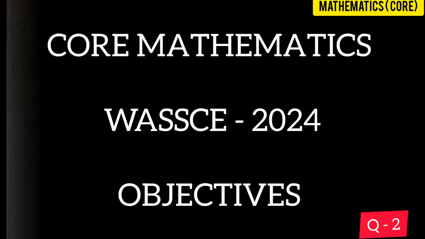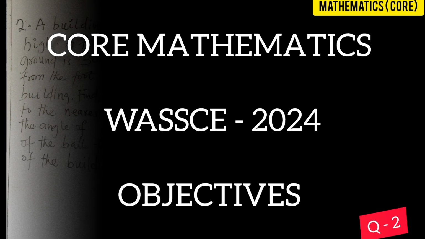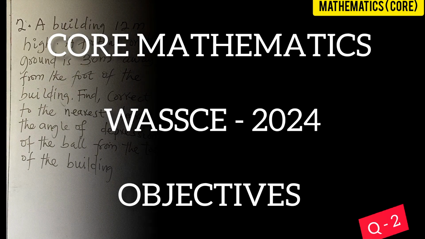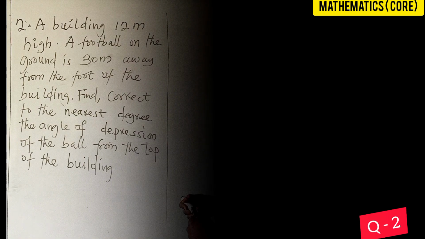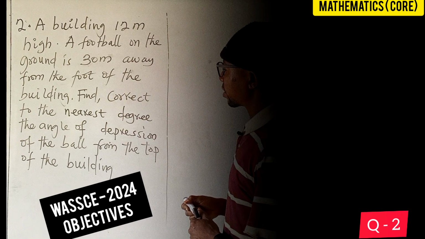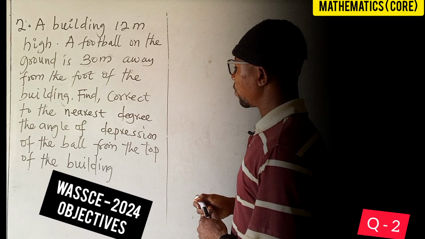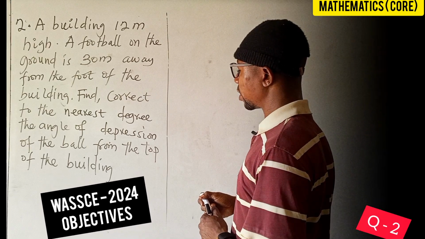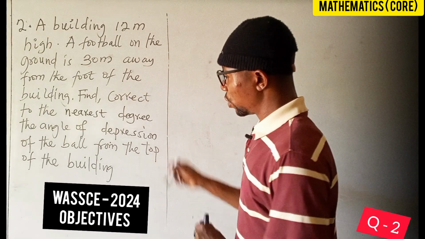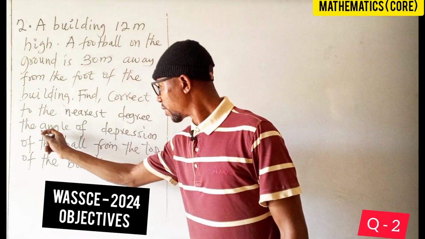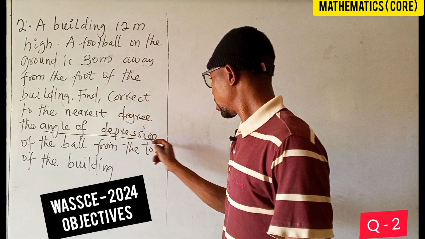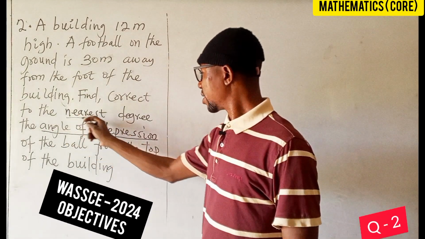Objective test question 2. A building 12 meters high, a football on the ground is 30 meters away from the foot of the building. Find, correct to the nearest degree, the angle of depression of the ball from the top of the building. So specifically, we're looking for the angle of depression here to the nearest degree.